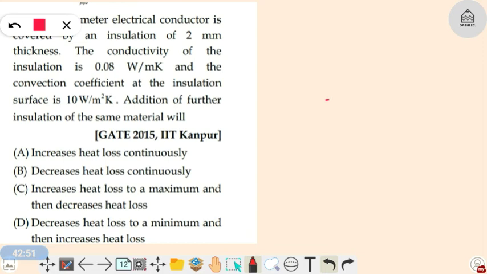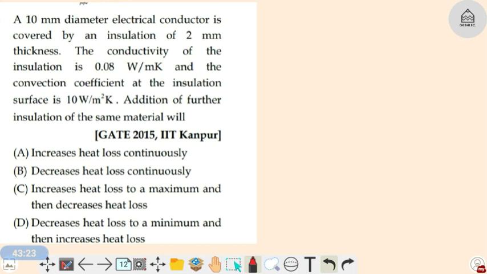A 10 mm diameter electrical conductor is covered by an insulation of 2 mm thickness. The conductivity of the insulation is 0.08 and the convection coefficient at the insulation surface is 10 watt per meter square Kelvin. Addition of further insulation of the same material will be... okay, options will be read later.